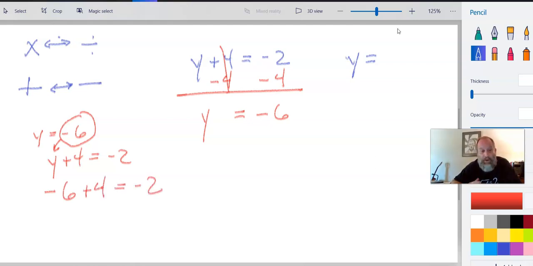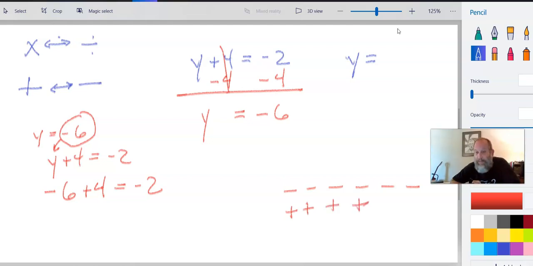Now, just as a real quick review of how you add numbers with opposite signs, one of the ways I like to look at it is the number part of it, not the sign part, but the number part of it tells you how many of the signs you have. So I think about it this way. This negative 6 means I have 6 negatives. And then this positive 4 means I have 4 positives.